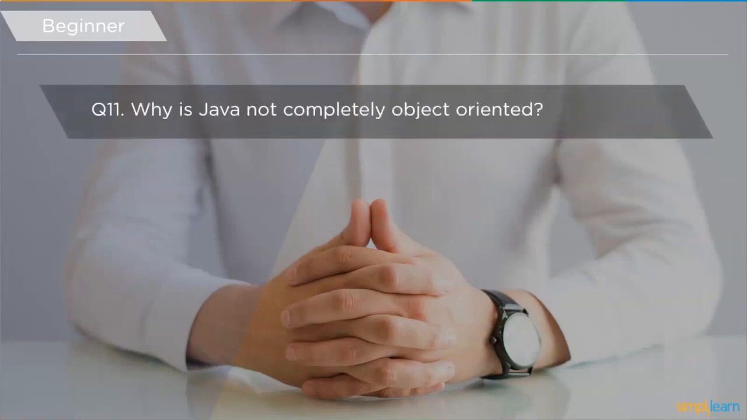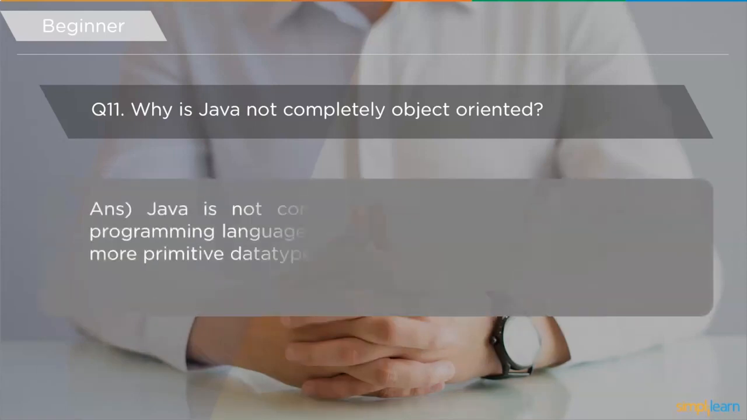Why is Java not completely object-oriented? So this question might be a little confusing, but it's true. Java is not completely object-oriented. But what's the reason? Yes, I'll explain to you why Java is not completely object-oriented.